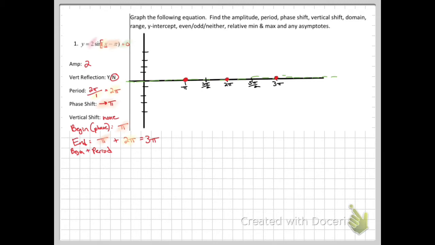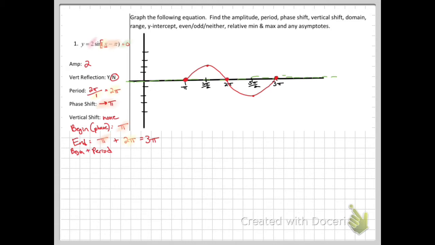So a is positive 2, so I'm going to go up 2. The other side does opposite a, so I'm going to go down 2. This is my sine curve. It's important to know that it continues on forever. It keeps doing the same thing in both directions, but we're only going to graph one period of sine so that we can see everything we need to see.